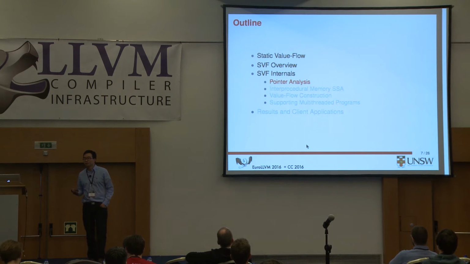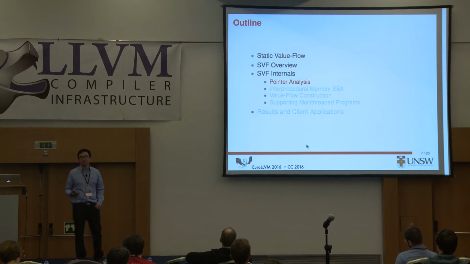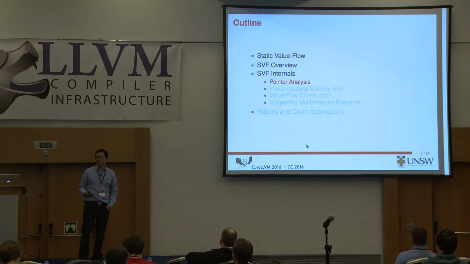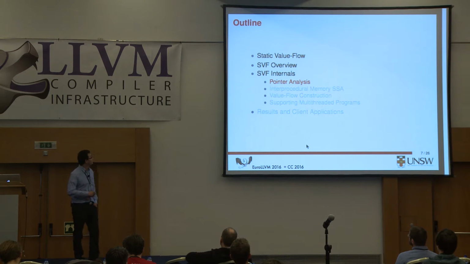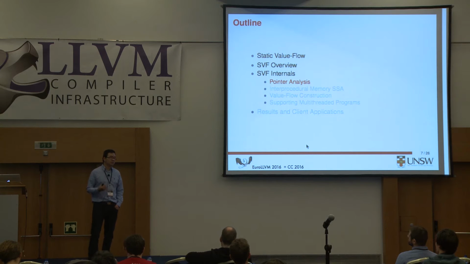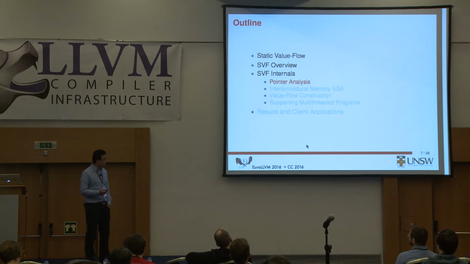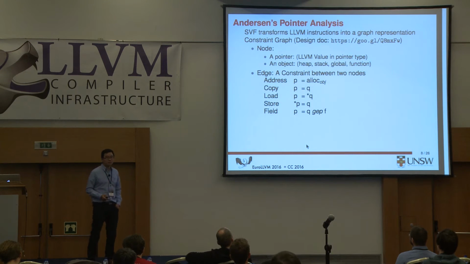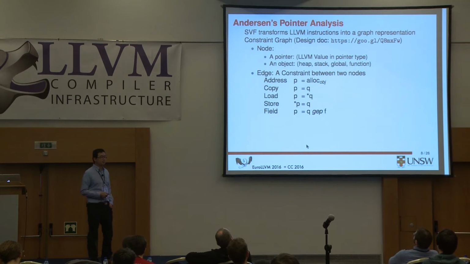So let's look closer at the internal working of SVF using a single example in the form of LLVM IR, so we can understand more how it works. We will go through the three main parts, namely pointer analysis, interprocedural memory SSA form, and the value flow construction. And finally, we will see how to extend SVF to support multi-threaded programs. So let's start with a very basic pointer analysis, Andersen's pointer analysis.